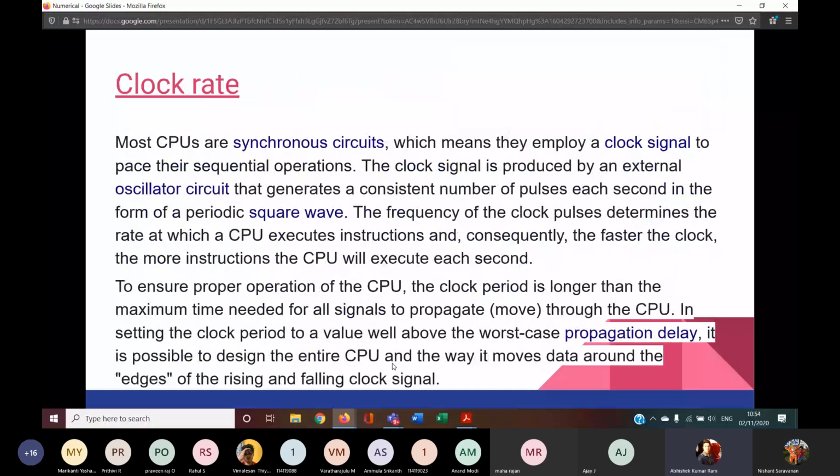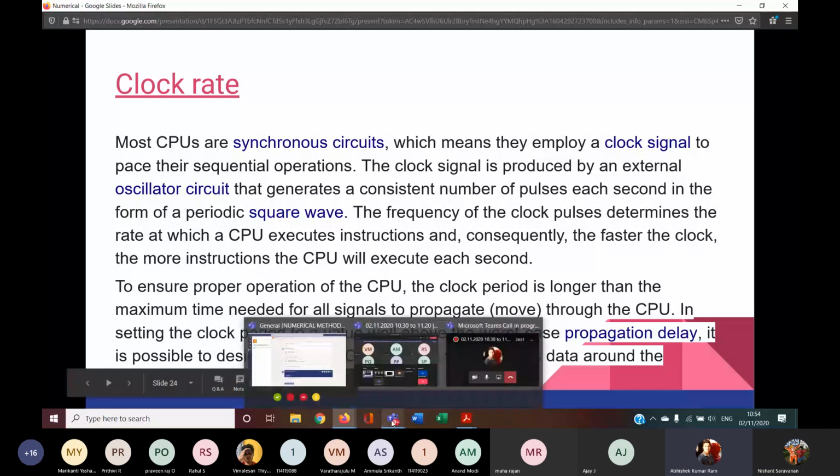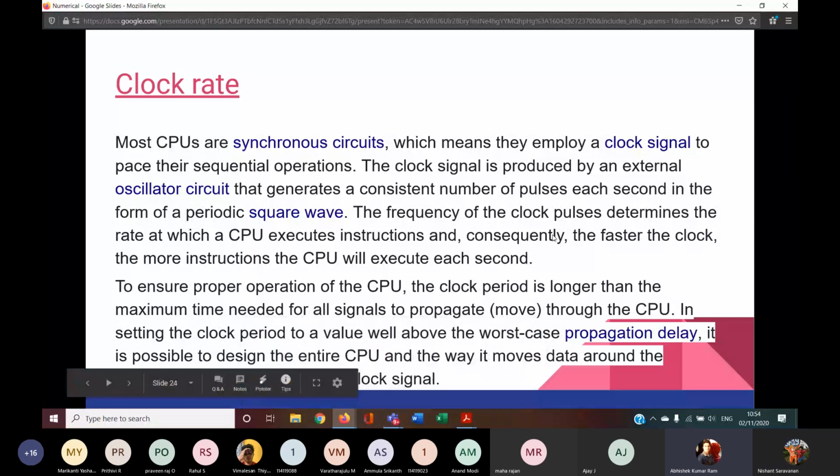Next slide, please. The clock rate, the most important thing, the clock rate. The clock rate is the speed of data transferred by the CPU, or you can say most CPUs have synchronous circuits, which means they employ a clock signal to pace their sequential operation. The rate measures the number of cycles a CPU executes per second, generally measured in gigahertz. A CPU with a clock speed of 3.2 gigahertz executes 3.2 billion cycles per second.